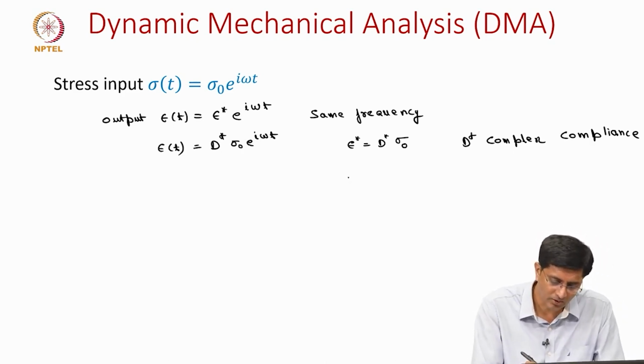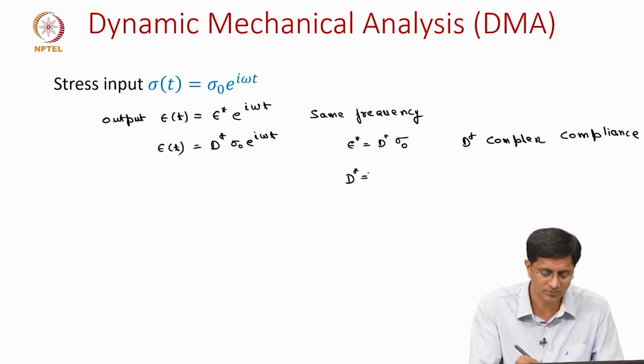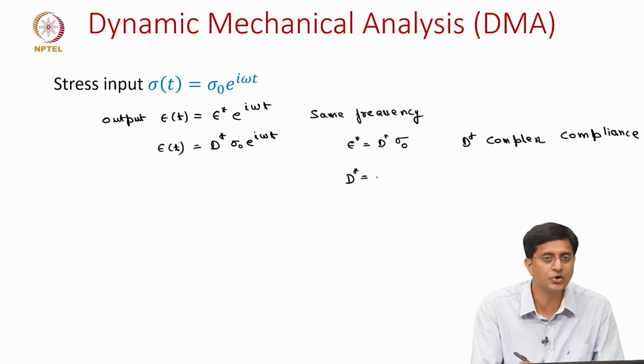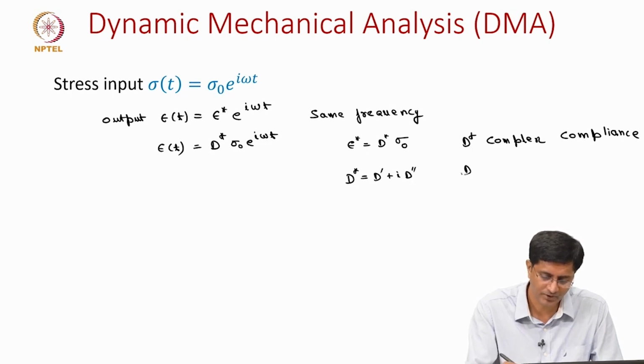So, we will also rewrite this complex compliance again in terms of the storage and the loss terms. This time we have the storage compliance and the loss compliance. So, D dash plus i D double dash, where D dash is the storage compliance and D double dash is the loss compliance.